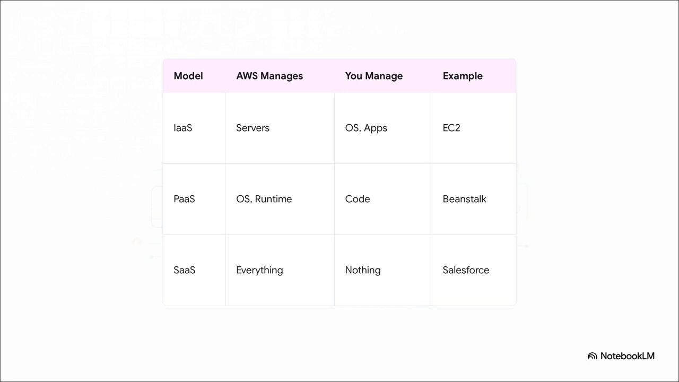Move one column over to Platform as a Service, or PaaS, and AWS takes on a lot more of the heavy lifting. They manage the infrastructure and the OS. You literally just bring your application code and your data. Think AWS Elastic Beanstalk. And finally, Software as a Service, SaaS, is a fully complete software product delivered over the internet. Think Salesforce, where you're simply using the application without managing a single piece of the underlying tech.